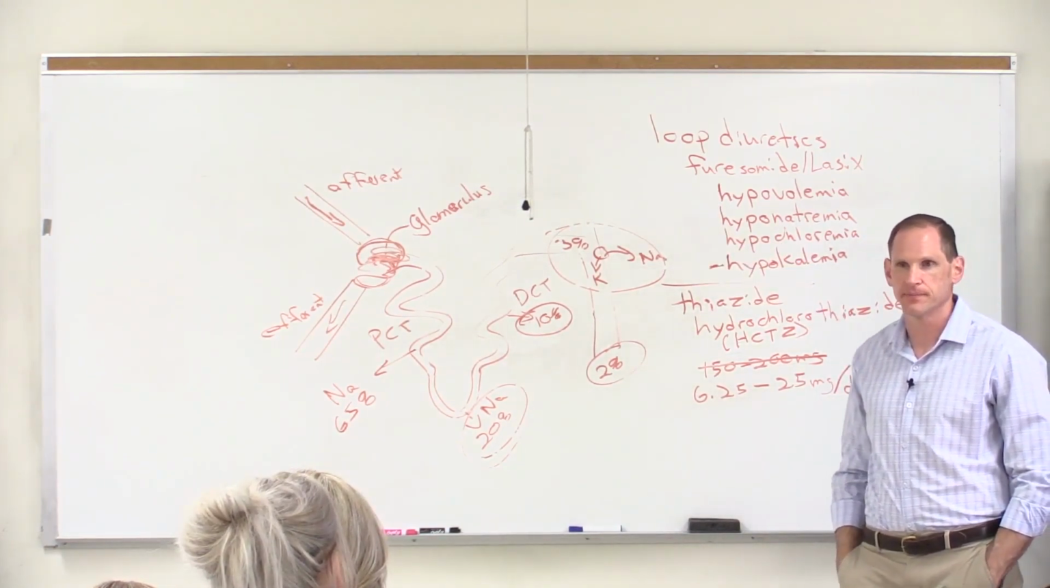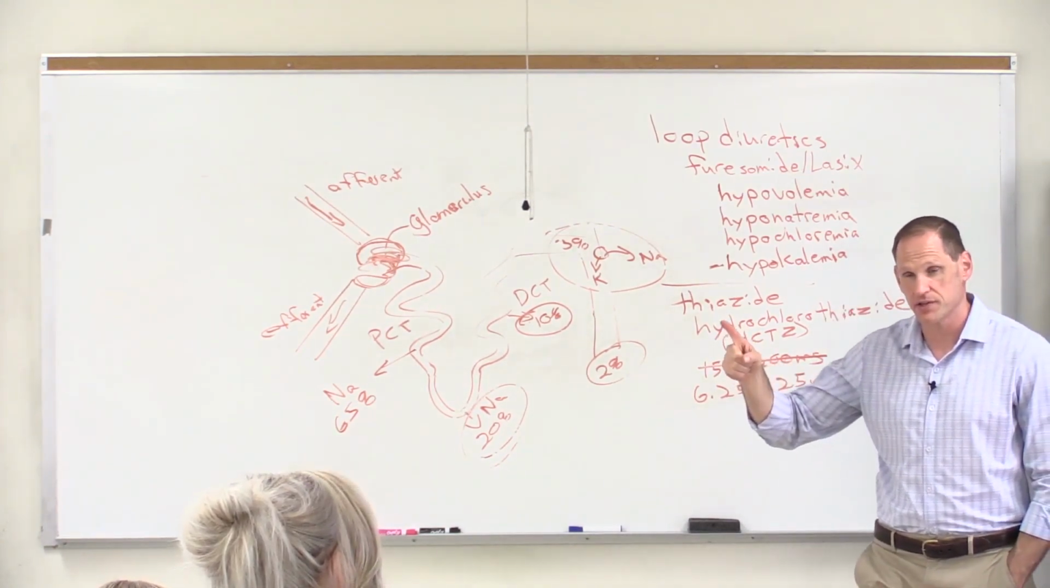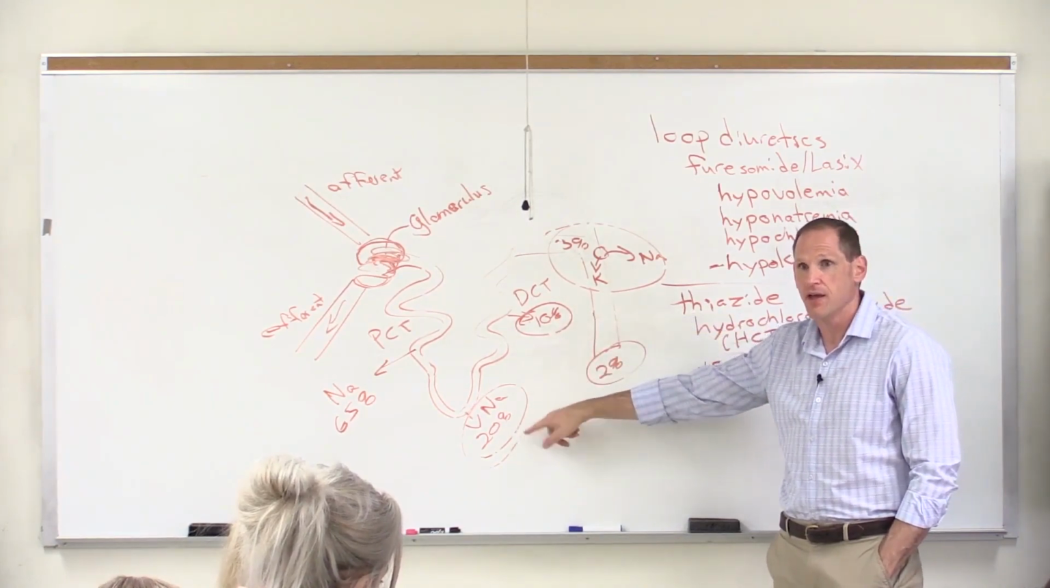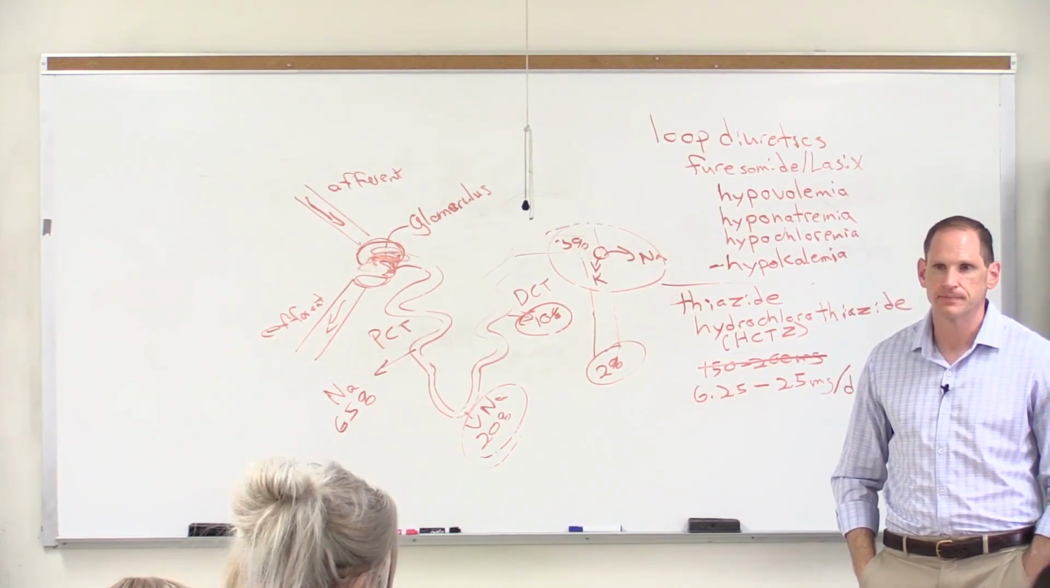Why does the risk lower? Because it's less strong. It doesn't work in the same part. Because number one, it's not as strong a drug because it works in the distal tubule instead of the loop of Henle. And number two, we don't use that high a dose anymore.